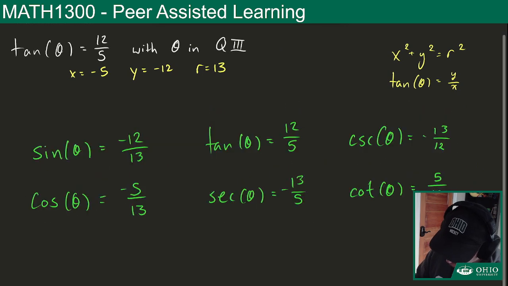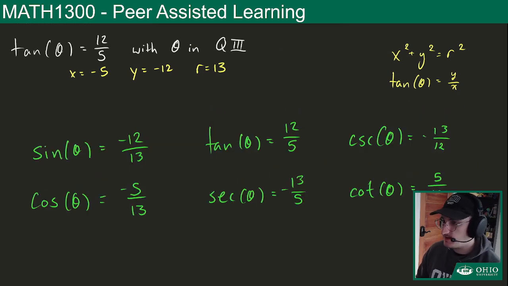Again, this looks kind of scary because you have to do five things at once, but really you're just solving for the remaining values, doing a little bit of analysis on whether they're positive or negative, and then finding the rest. So that is how you would solve a problem like this.